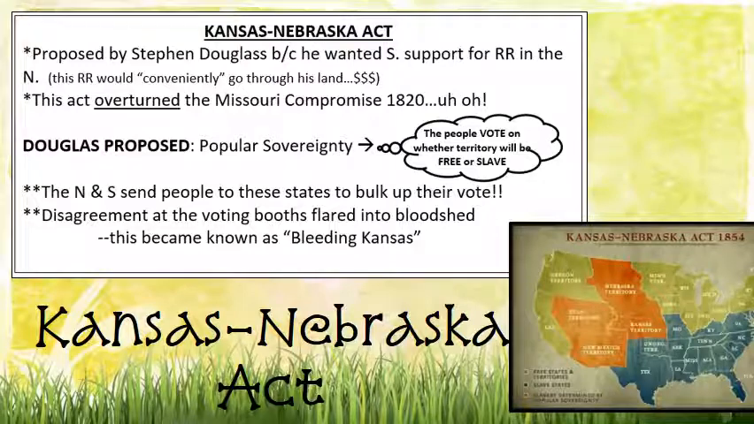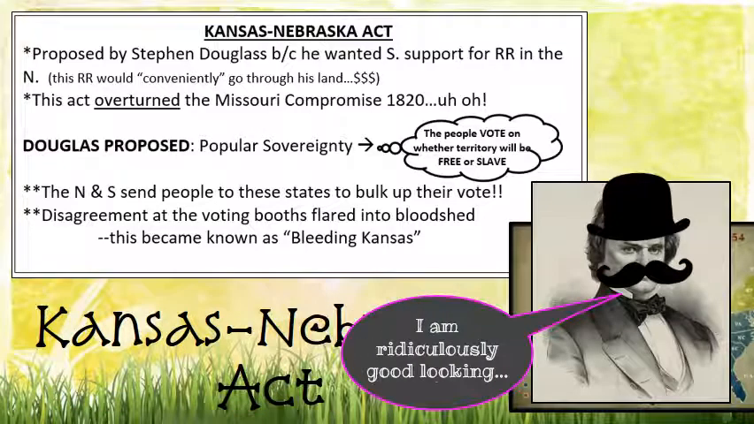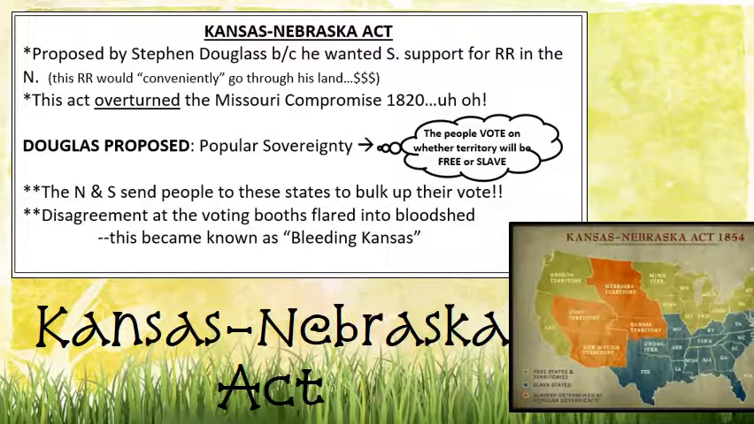Okay, now this is Stephen Douglas. This act eventually is actually going to overturn the Missouri Compromise of 1820. This is not good news for the North, okay? That compromise basically said everything above the line is free, below the line is slave. Oops, Missouri's in as a slave state above the line. Let's add Maine, now we're balanced.